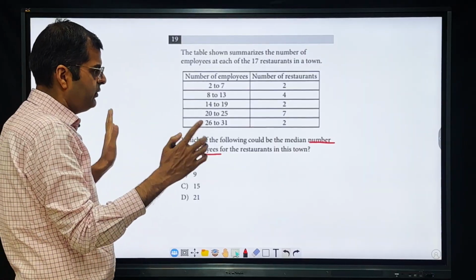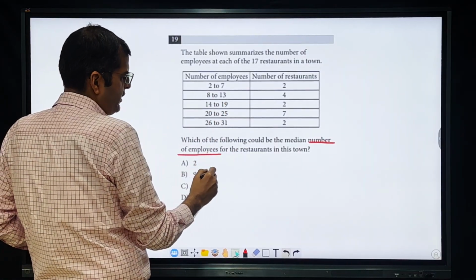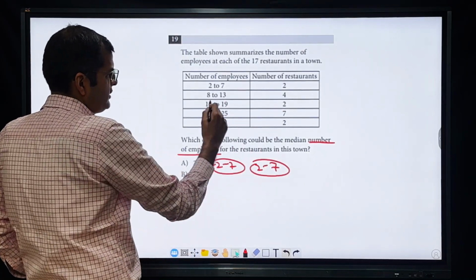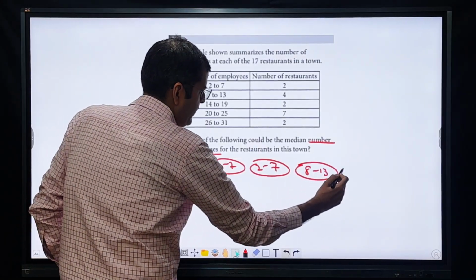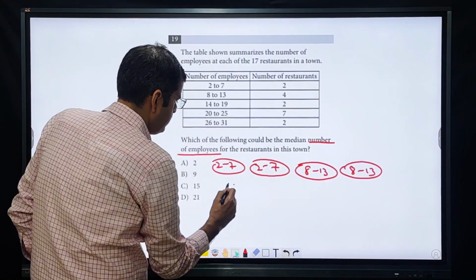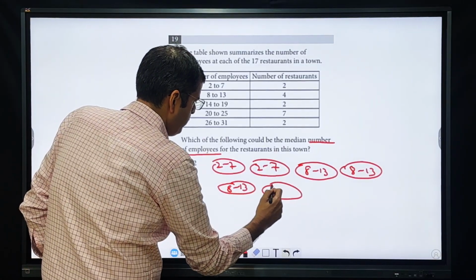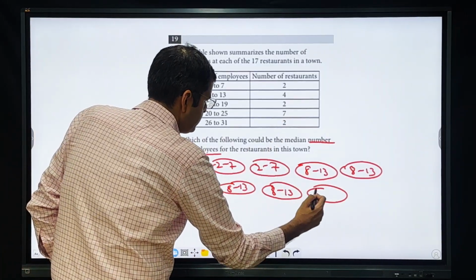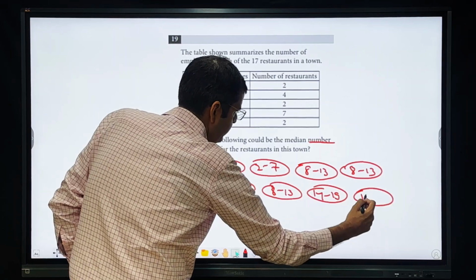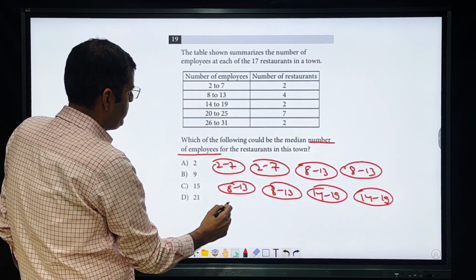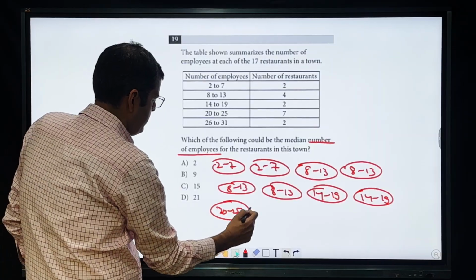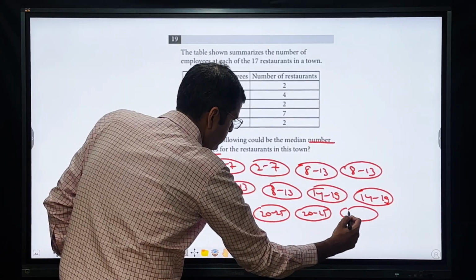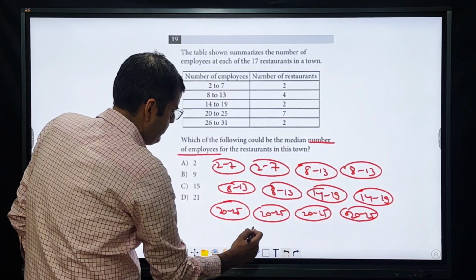And this is the number of employees here. So if I create a list, 2 restaurants will have 2 to 7 employees. So I will write 2 to 7 two times. Then 4 restaurants will have 8 to 13 employees. So 8 to 13, I am arranging them in ascending order, 4 times I have written. Then 2 restaurants will have 14 to 19 employees. So 14 to 19 two times. 7 restaurants have 20 to 25 employees. So this is how you create the entire list, though you actually don't have to create the entire list. I'm just showing you for better understanding right now.